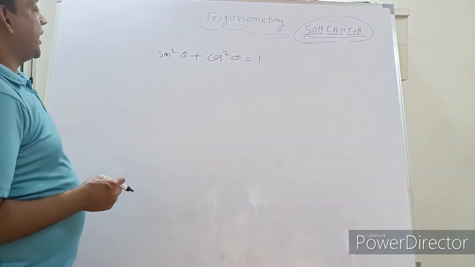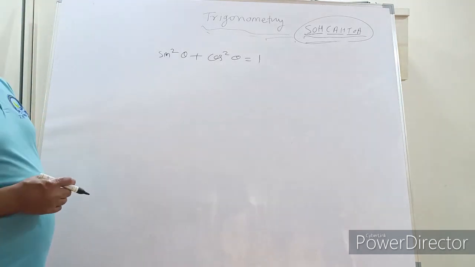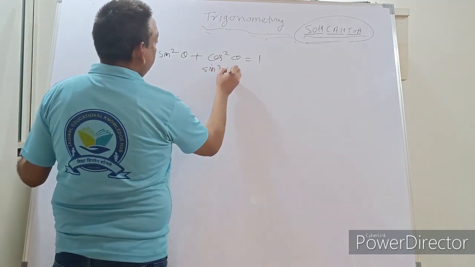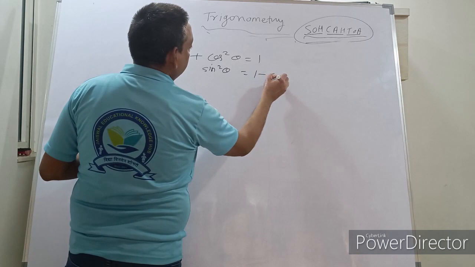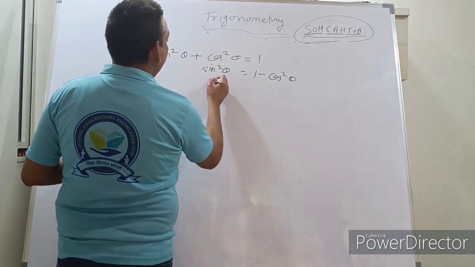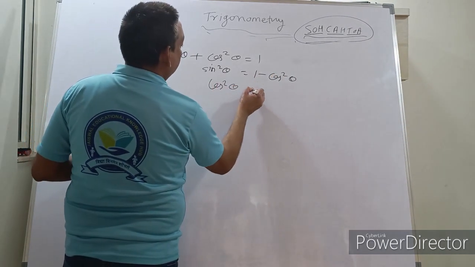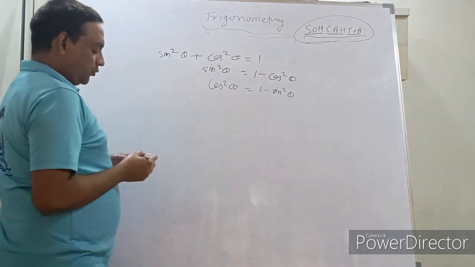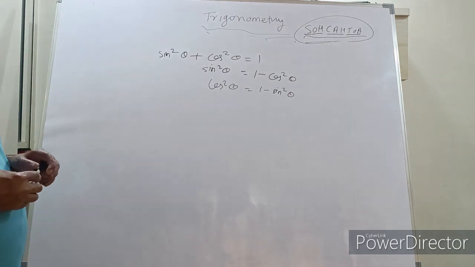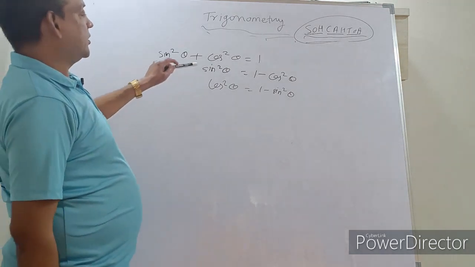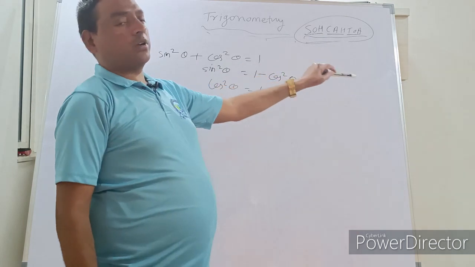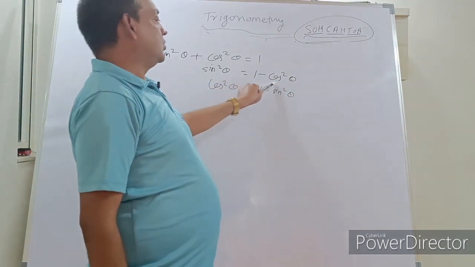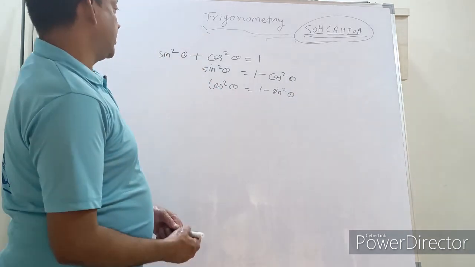Now if sine square theta plus cos square theta is equal to 1, then sine square theta is equal to 1 minus cos square theta. In the same way, cos square theta is equal to 1 minus sine square theta. So this one identity we can use in any way. Afterward you can also say sine theta is equal to the square root of 1 minus cos square theta, or cos theta is equal to the root of 1 minus sine square theta.